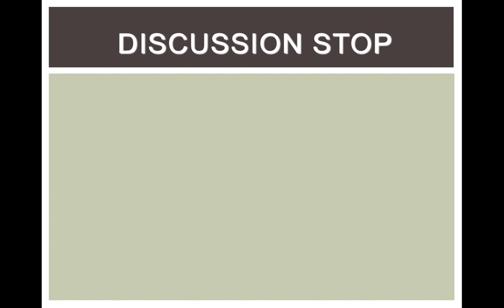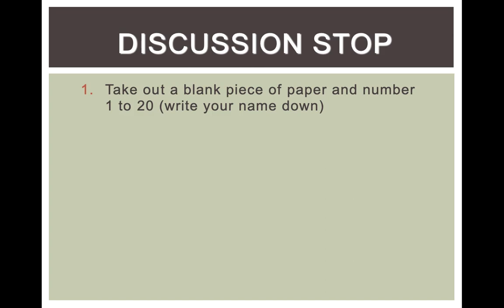Okay, so now we're going to do our first activity. This is activity number 1. And what I would like you to do is take out a blank piece of paper, and I want you to write down 1 through 20. So you're going to be numbering 1 through 20.